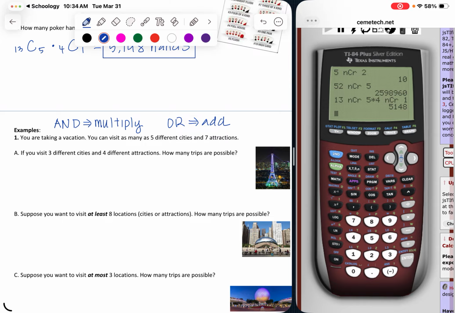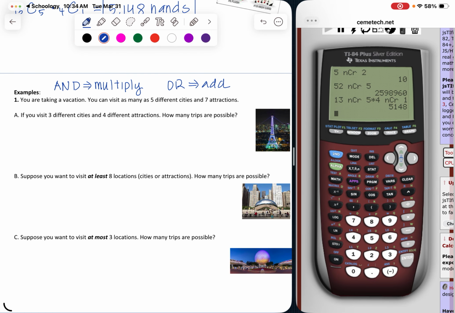You are taking a vacation. You can visit as many as 5 different cities and 7 different attractions. If you visit 3 different cities and 4 different attractions, how many trips are possible? See the word and, I'm going to multiply, right? So I want to choose 3 different cities out of the 5 different cities. The order does not matter because it doesn't say in this certain order, so I'm going to use combinations. 5 choose 3, and then for this one I'm choosing 4 different attractions out of the 7 different attractions. So 7 choose 4. And once again, the order does not matter.